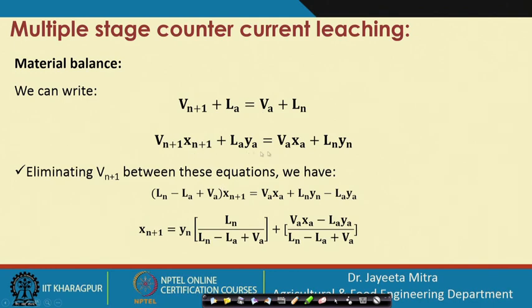Then we do the component balance similarly as we did for the single stage, and finally, from these two equations we eliminate V n plus 1. So, from the balance of the multiple stage counter current leaching, we have this equation which shows the mass balance of the solvent stream and slurry stream.